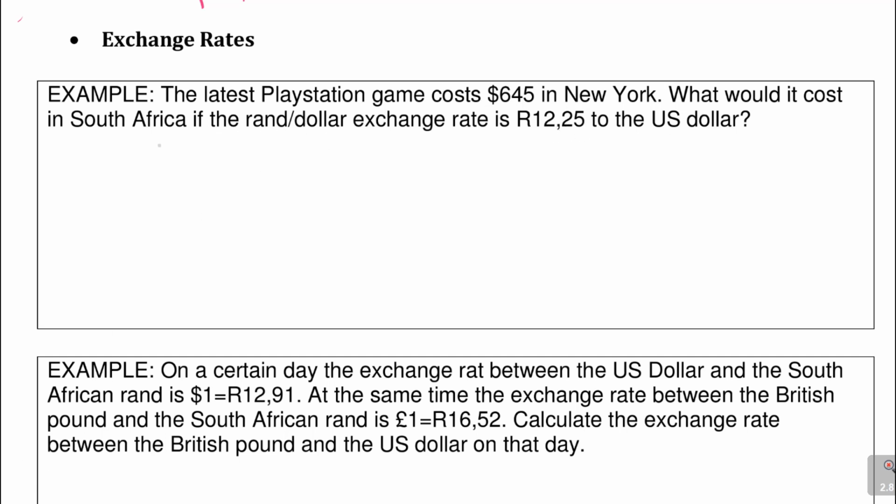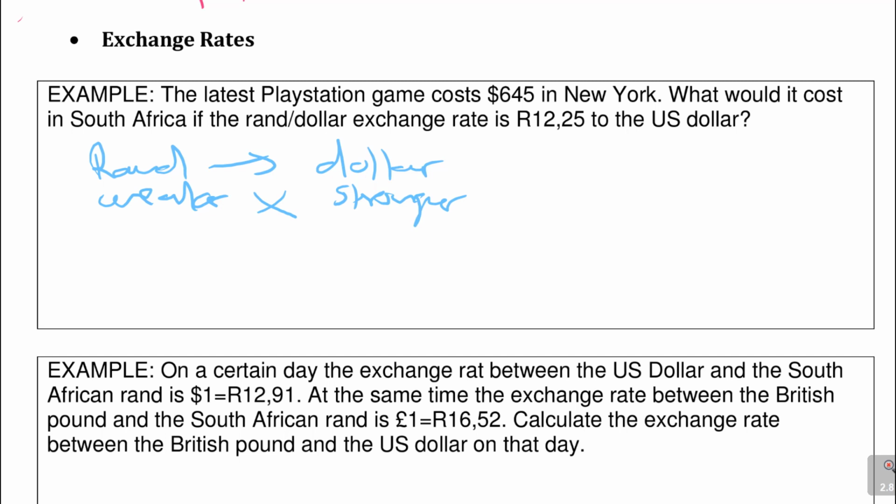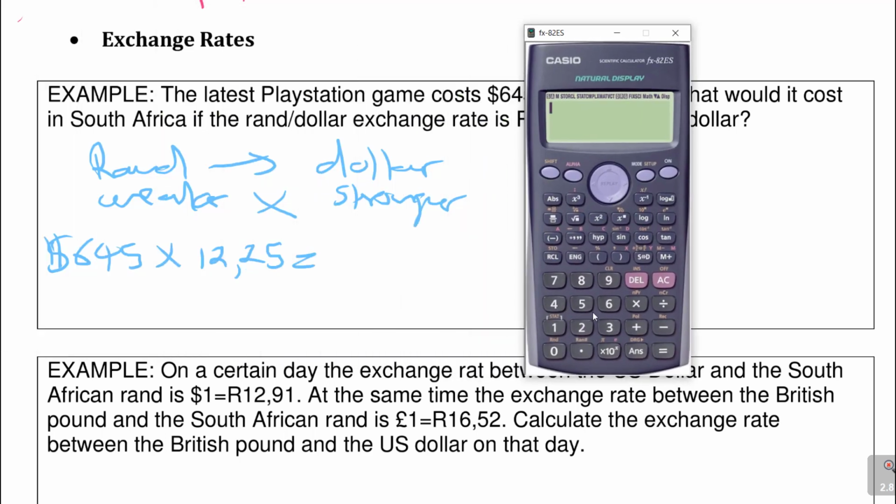You must know the rand to the dollar. You must know that the rand is what is weaker. The dollar is stronger. So if you're moving from weaker to stronger, you multiply. For example, $645 to rands, you multiply by the rate, which is 12.25. Then you will convert that money to rands. It must be more. Are you with me? It's either you multiply or you divide. Remember that.